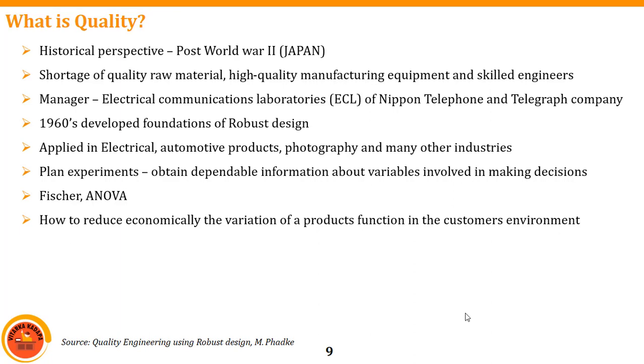So the main thing is to reduce economically the variation of the product functions in the customer's environment. Suppose I am a customer and I have purchased a product, an automobile, a car. I have purchased it in such a way that I can drive it on muddy roads, on normal metal roads, or on highways, but the life of the product should be high. That life depends upon the quality. So this quality has to be improved, by reducing the economic burden on the customers.